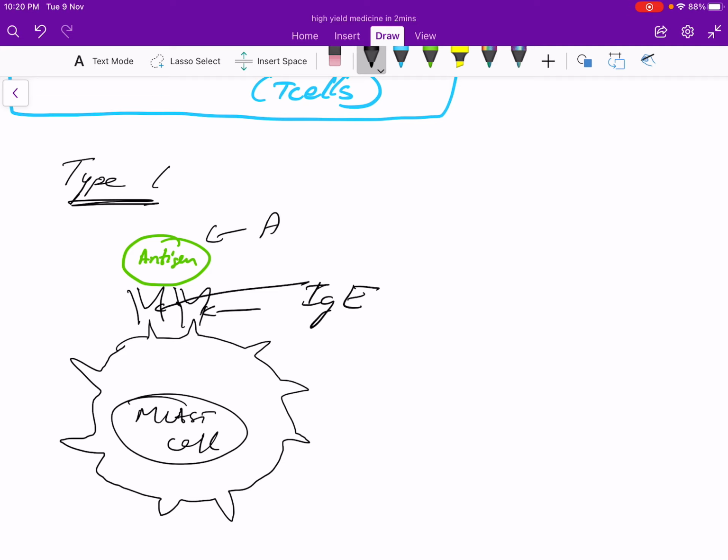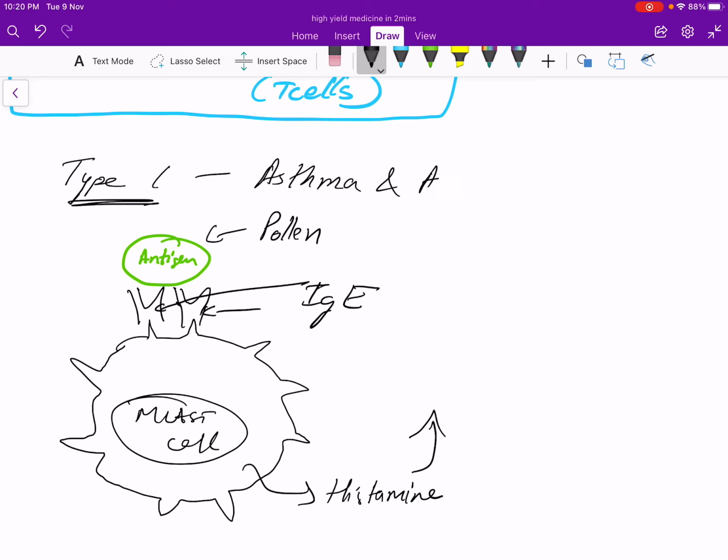Whenever there's a foreign antigen, this could be anything, but in most cases, for example, let's take asthma. This foreign antigen might be a pollen. It binds to 2 IgEs on the mast cell, and this causes the release of histamine, and then histamine causes all its effects. Type 1 hypersensitivity examples are asthma and various atopies.